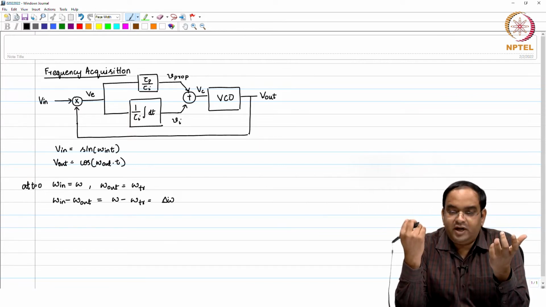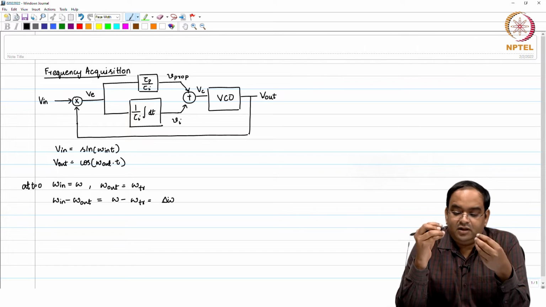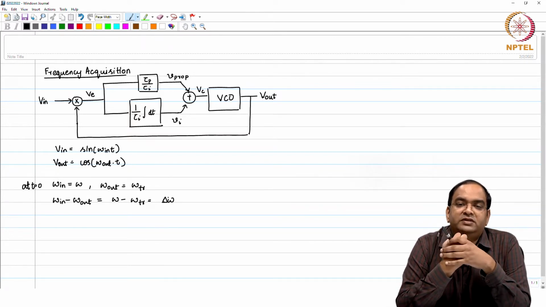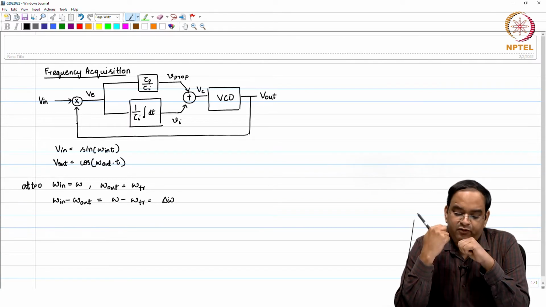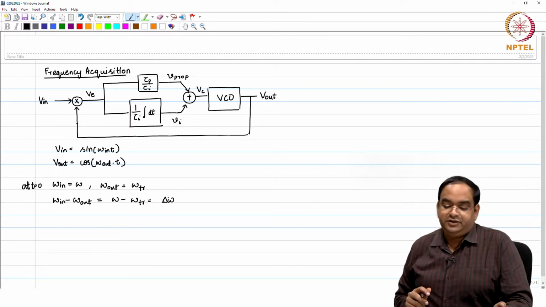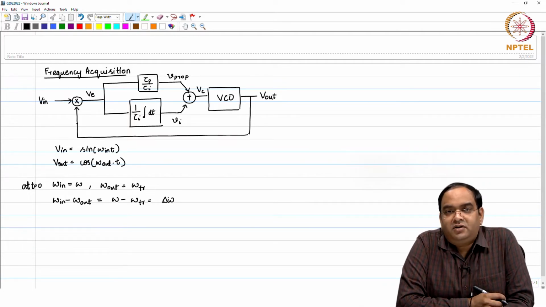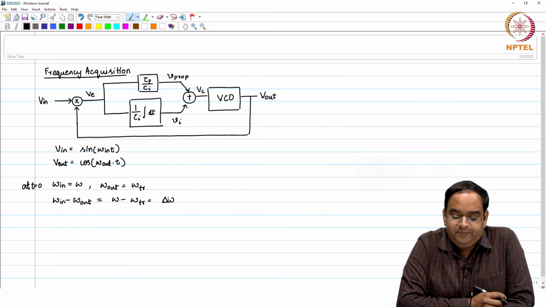What do we mean by acquiring the frequency? That the control voltage develops in such a way that the output frequency is finally equal to the input frequency, and the phase error is also settled. It does not change with respect to time.